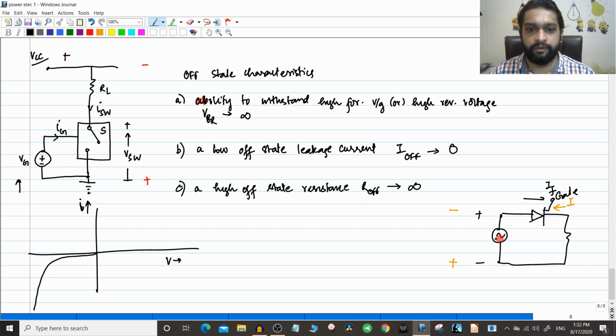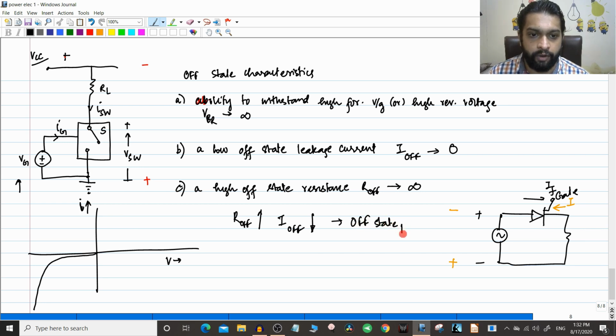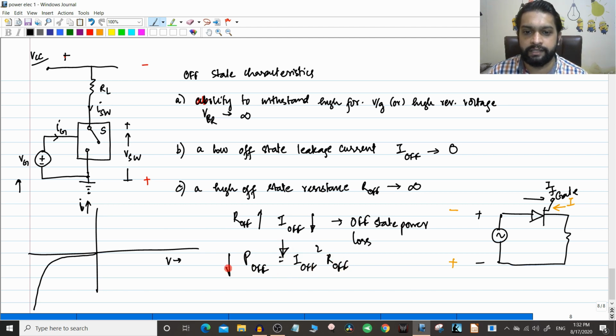Again, here also, the basic idea is the leakage current should be low. So naturally, when R off increases, the leakage current I off will be decreasing. Because of that, the off state power loss, we can call it as P off, will be equal to I off square into R off. Because this is very small, naturally this also will be very small. So this is a very, very small value, because this is a very high value. So naturally the off state power loss also will be very low. Okay, so that also I will write.